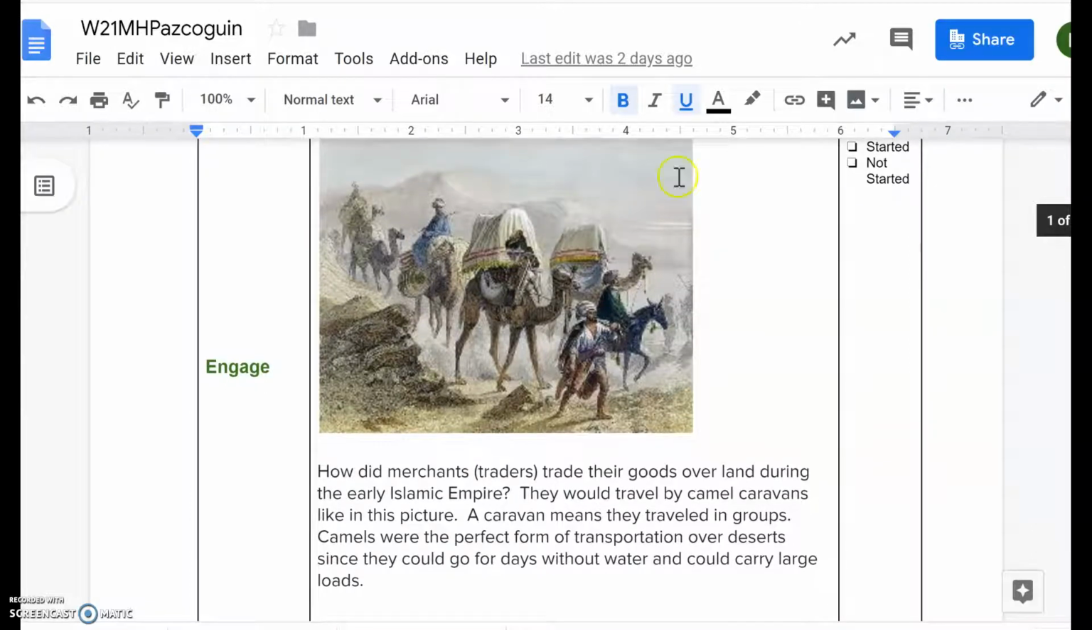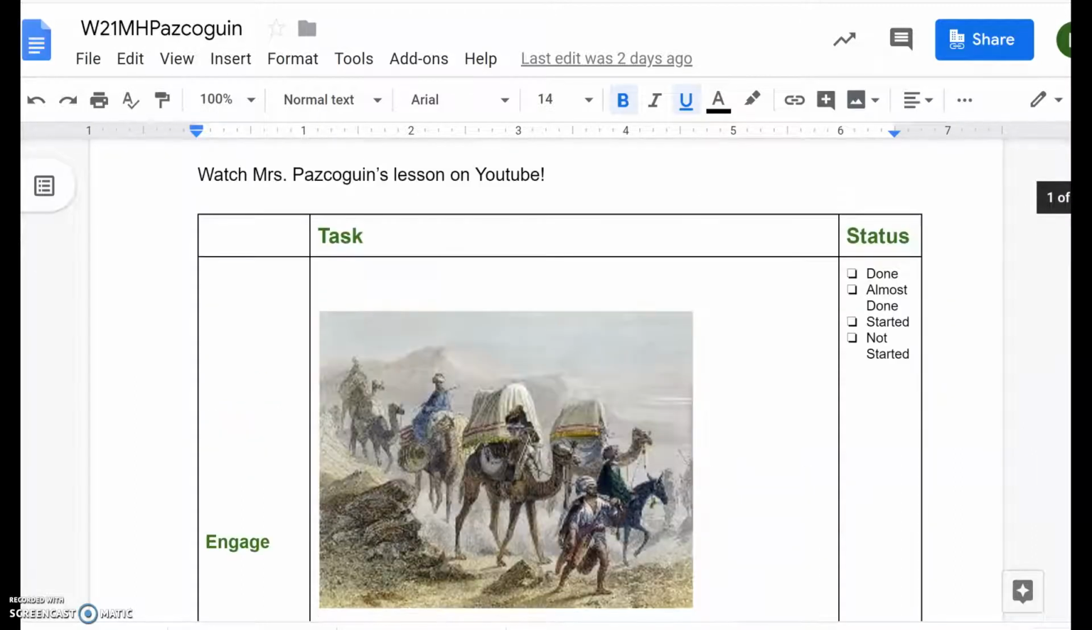And so I wanted to show you here, how did these merchants or traders trade their goods over land during the early Islamic Empire? Well, they would travel by camel caravans, like in this picture. A caravan means they traveled in groups. Camels were the perfect form of transportation over deserts. Remember, deserts are very dry, arid places. But camels were perfect for this because they can go for days without water and could carry large loads. So there you have it. That's your most current form of transportation during this time period.